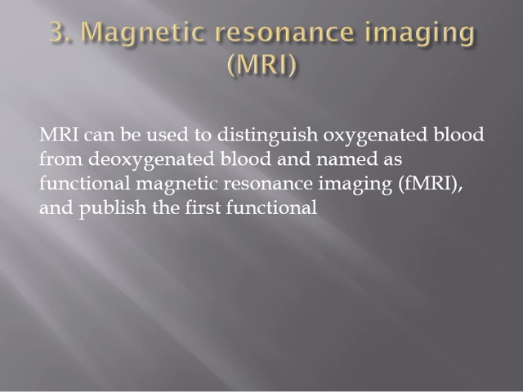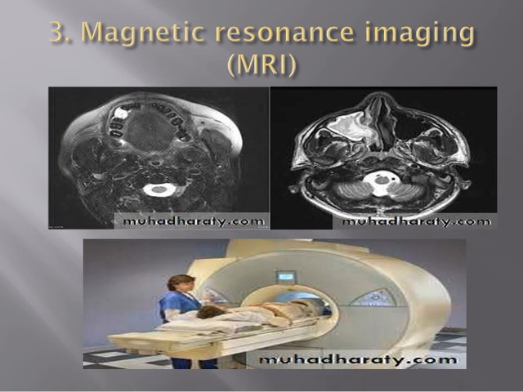Magnetic resonance imaging. Magnetic resonance imaging can be used to distinguish oxygenated blood from deoxygenated blood and is named functional magnetic resonance imaging, which published the first functional image using blood signal with T2 in 1992. The principle of MRI is based on the magnetic properties of the hydrogen proton in body tissue that contains hydrogen atoms.